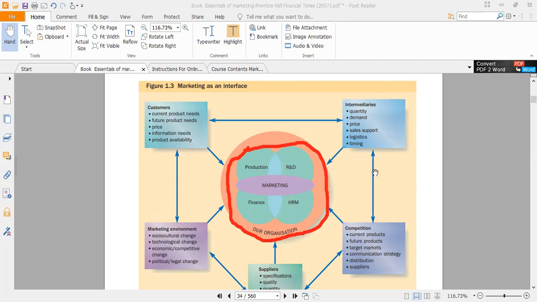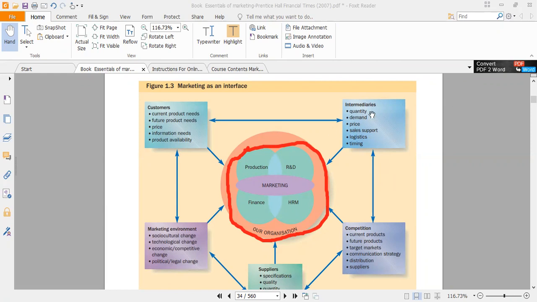Intermediaries. We discussed yesterday, intermediaries are the people between the end user and the company. All the entities, all the businesses, all the people that are working in between the company and the end user, all of them are known as intermediaries. For example, there is the distributor, the stockist, the wholesaler, the retailer. So all these are the marketing intermediaries.